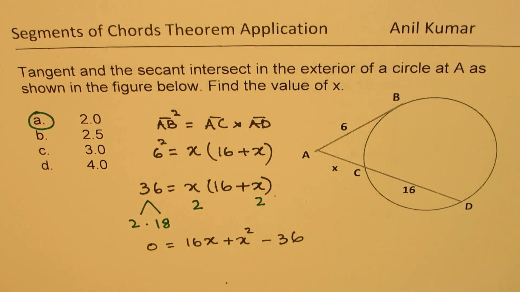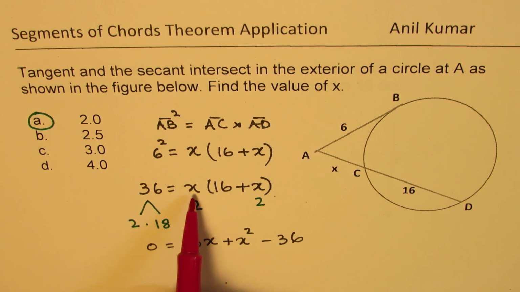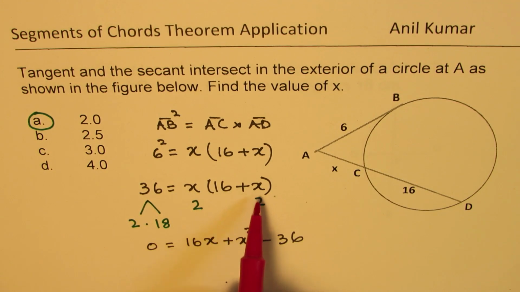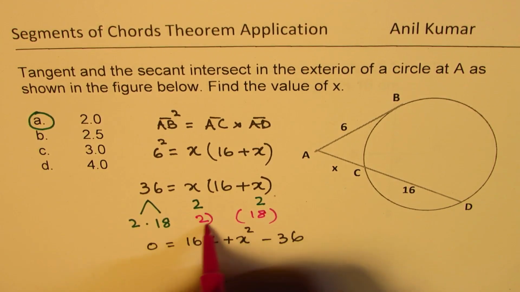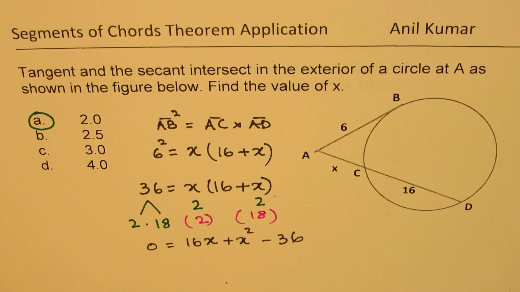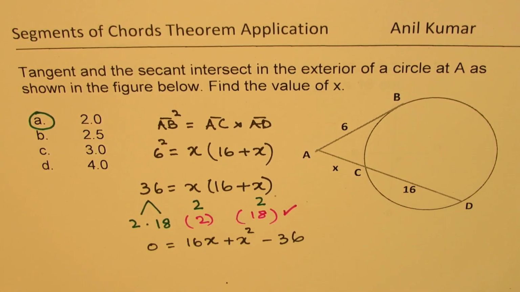And then you could factor this and find your solution, right? So you could do that. But I think the better approach here is to see what could be the possible values from the given choices. 36 is the product of 2 and 18, and if I substitute 2 here for x, I do get 2, and 16 plus 2 is 18, right? So that becomes 2, this is 18, and that gives me the solution as 2. Perfect. So I will do it in this fashion. Perfect. Let's move on and check the next question.